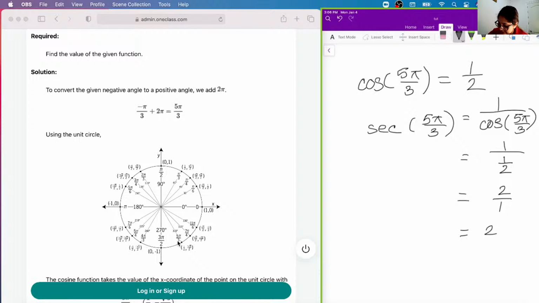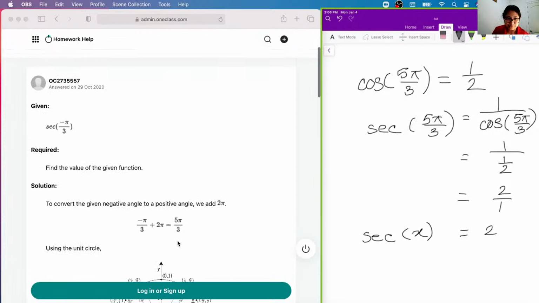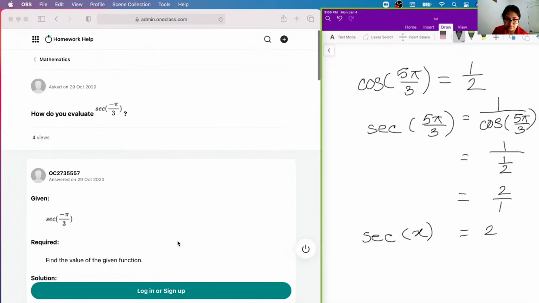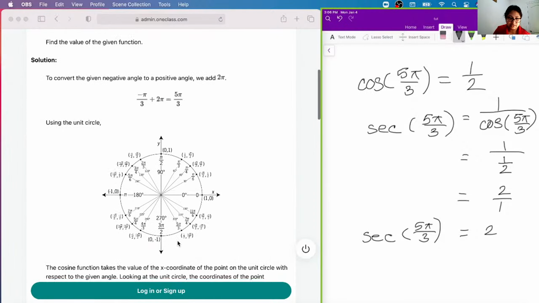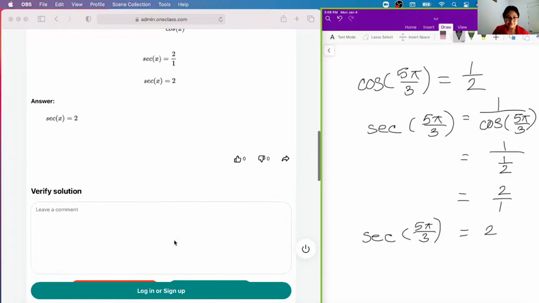So the secant of x that we're trying to find out is 2. We can basically say that secant of 5 pi over 3 is 2. And yeah, so this is right.